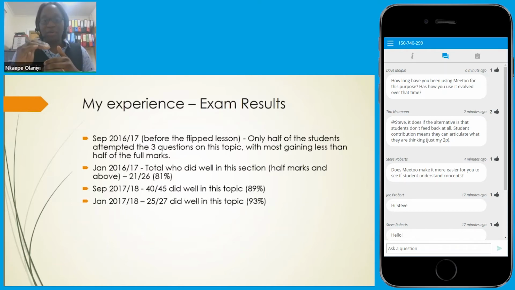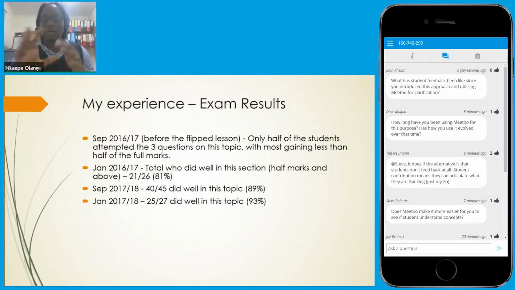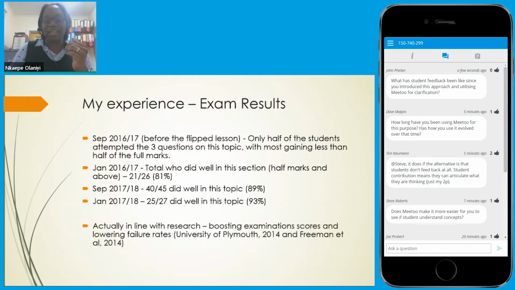In all these 3 cohorts, from January 2016 to January 2017-18, they all did well in the exam as a whole. So it's in line with research that this form of flipped learning, if applied well, will boost exam scores and lower failure rates. My initial thinking is they've grasped another form of revision skills just from going through a flipped lesson, which has helped them in the rest of the module.